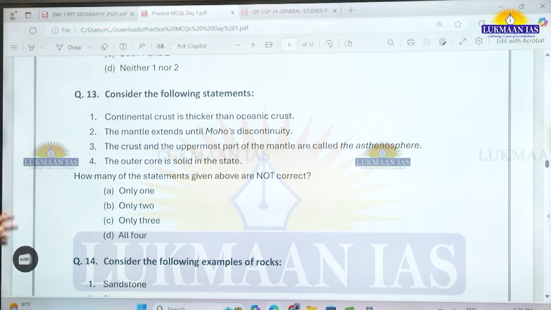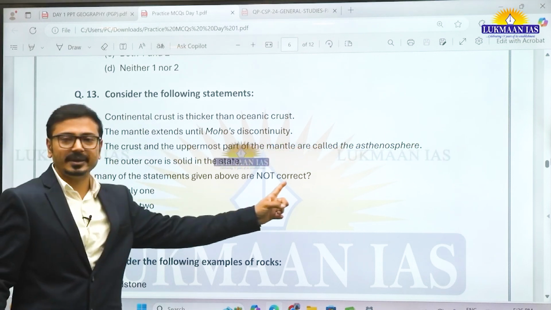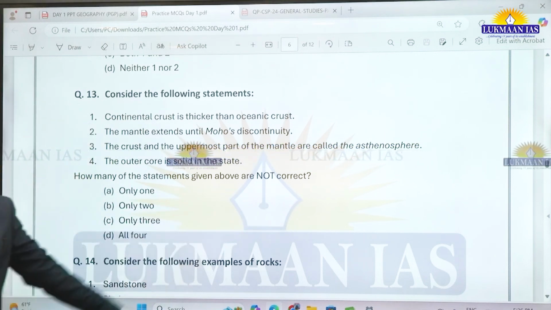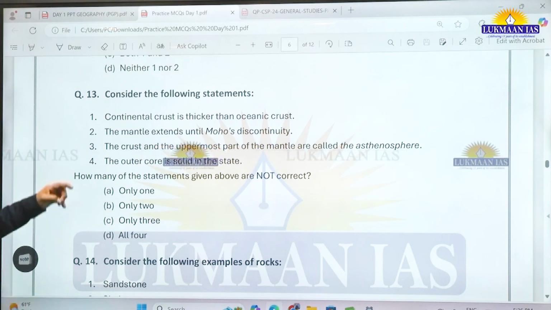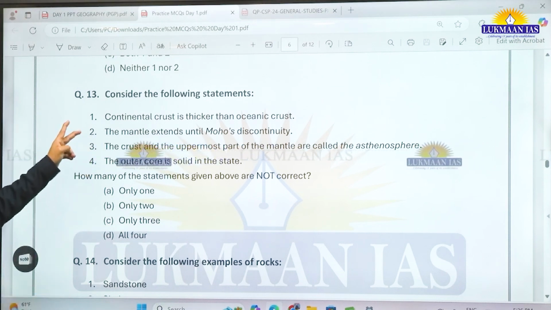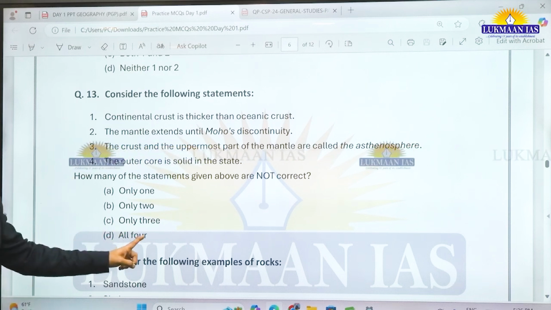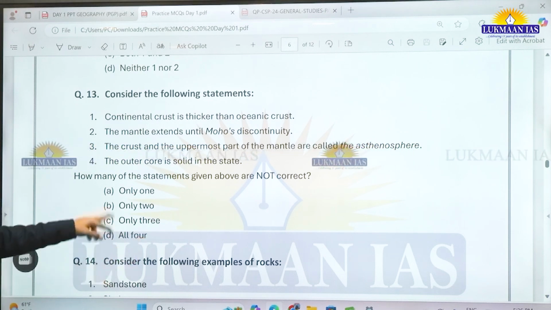ठीक है, तो second and third it is incorrect. वहां पर incorrect पूछा है, not correct. ये देखिए command. ठीक है, not correct पूछा है. So continental crust is thicker. 1, 2, 3. Only 3 is incorrect. ठीक है. What about this one?